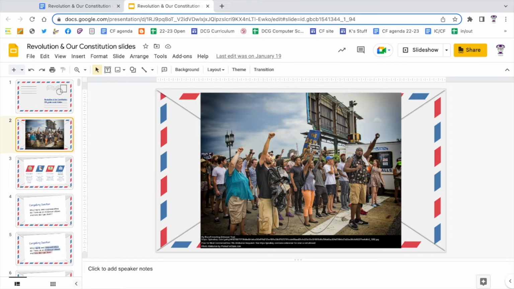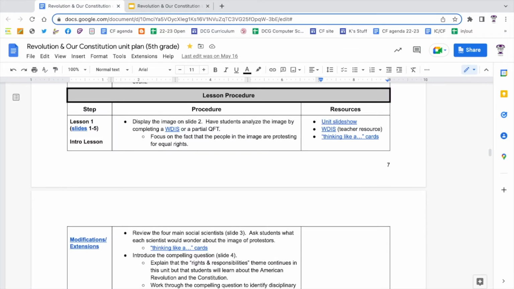And students are going to complete a WDIS, so analyzing the image, marking out what do I see. And then they also can do a QFT, which stands for Question Formulation Technique. And I would recommend just doing a short version of a QFT if you choose to do so. Simply have students write a few questions that they have about the image. The main focus for this image is the idea of protesting for equal rights.